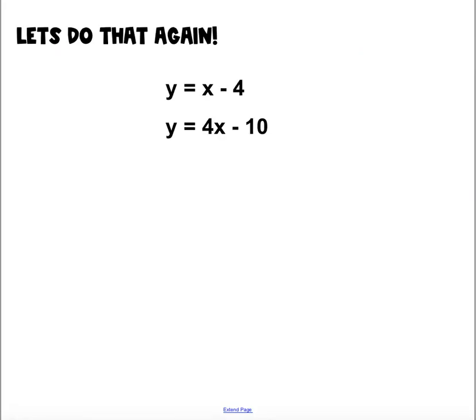Let's try another example. So here's my system. y equals x minus 4 and y equals 4x minus 10. I'm going to take an expression from one equation and substitute it into the second one. y is equal to x minus 4. So wherever you see a y, I'm going to replace it with x minus 4.